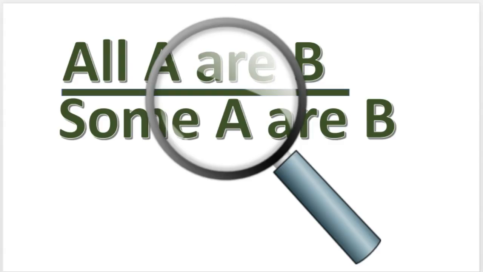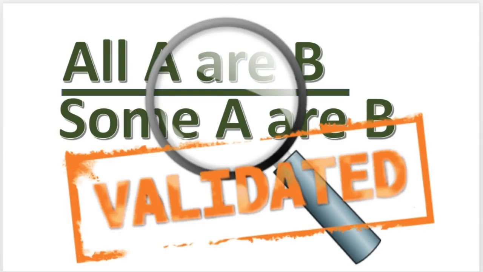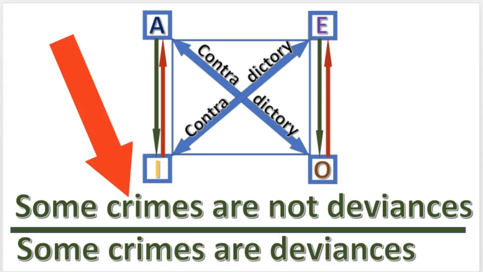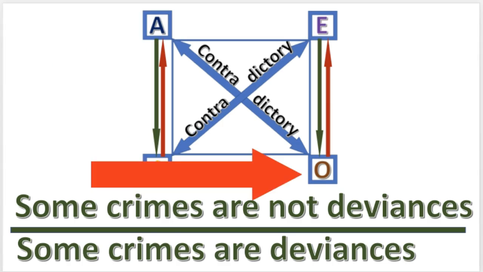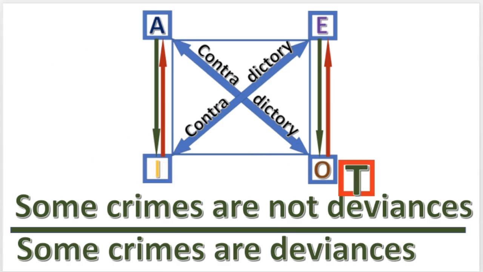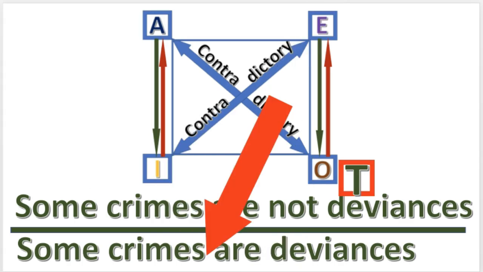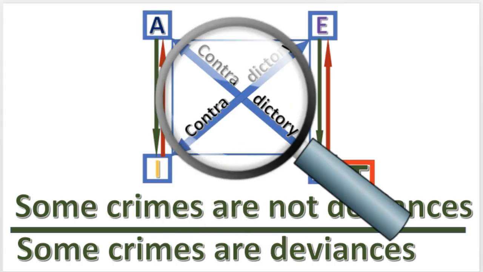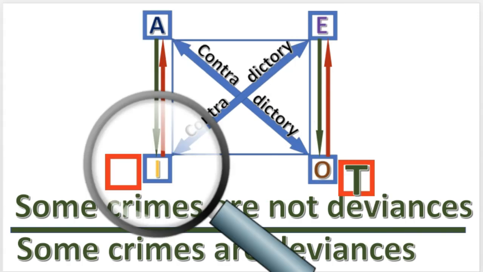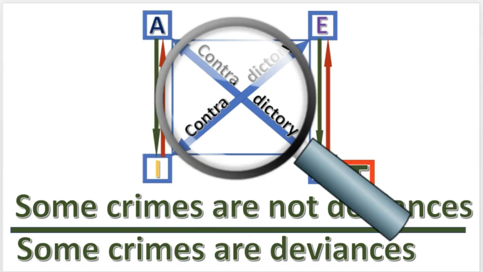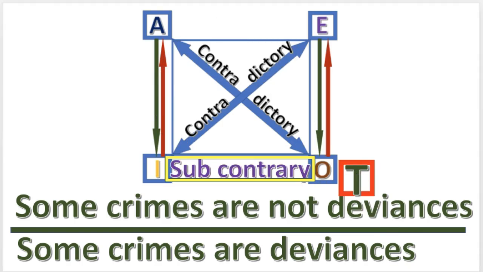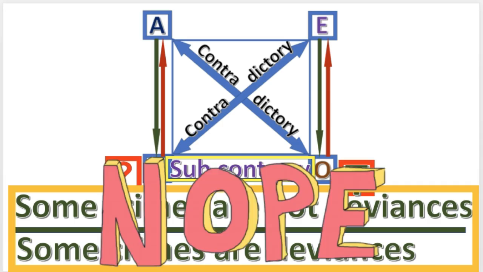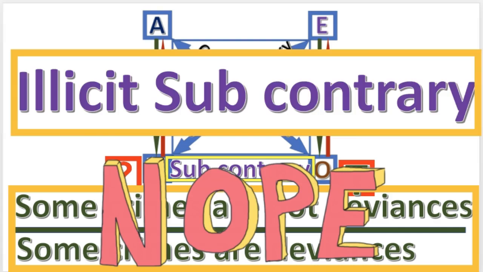Now, let's test an immediate inference for validity. First, we note that the premise is an O proposition. The premise is claimed to be true, so we mark the O proposition as true. Next, we note that the conclusion is an I proposition, so we check the square to see if the I is to prove true. But when we check the square by subcontrary, the I proposition has undetermined truth value, so the inference is invalid. The illicit subcontrary fallacy is committed.